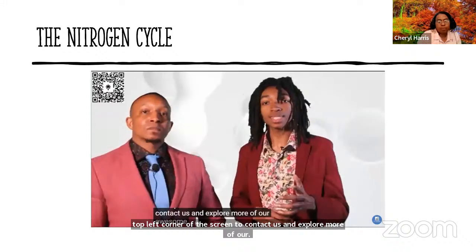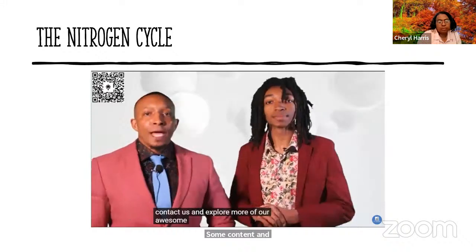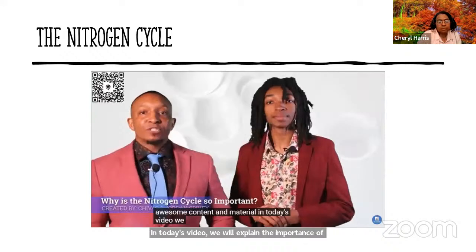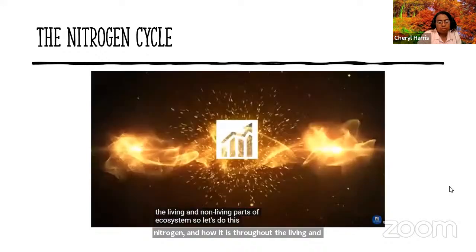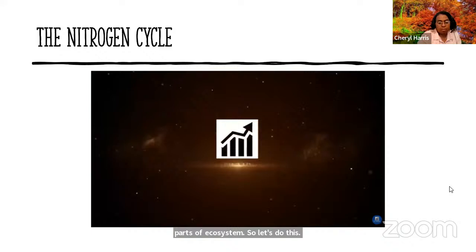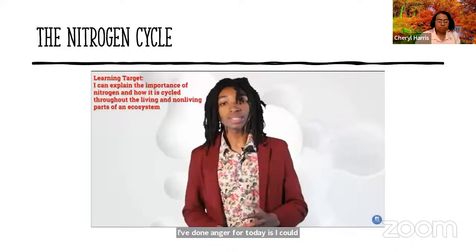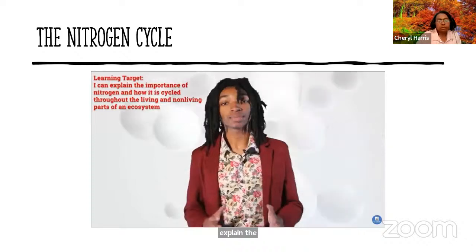QR code in the top left corner of the screen to contact us and explore more of our awesome content and material. In today's video, we will explain the importance of nitrogen and how it is cycled throughout the living and non-living parts of ecosystems. So let's do this. Our learning target for today is I can explain the importance of nitrogen and how it is cycled throughout the living and non-living parts of an ecosystem.